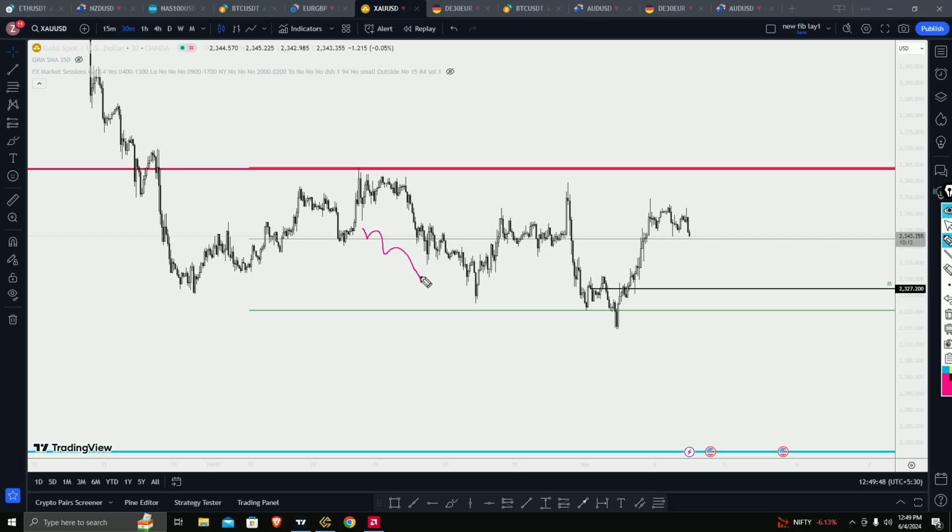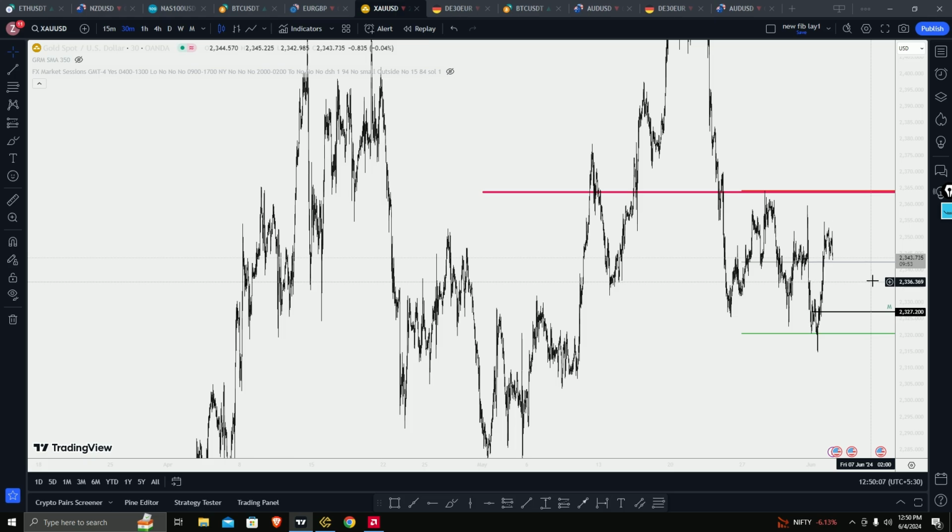Because if that was a continuation signal to move down, and that was a liquidity grab, okay, understood. Why has the market gone back up into that high again? I don't understand at all. So that's one of the reasons why I might just stay away from gold.